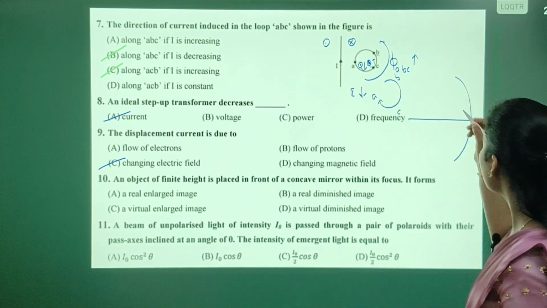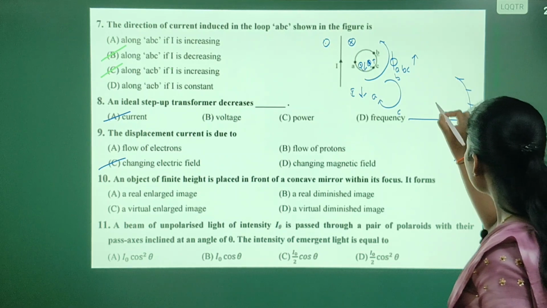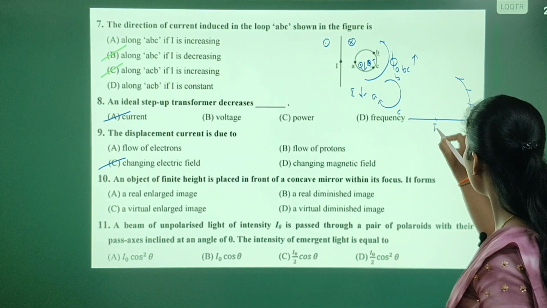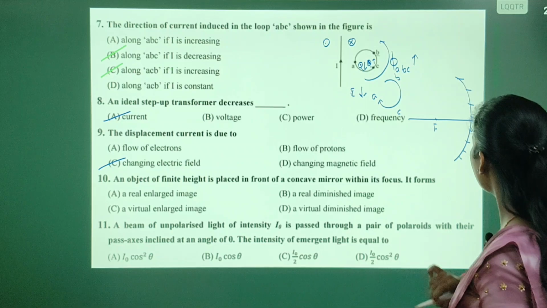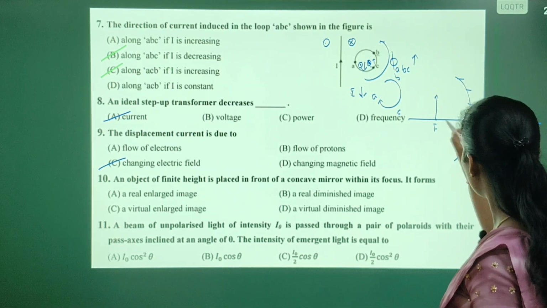So we have to choose the correct answer from option C and option D here. Okay, here the concave mirror is there. So this is the concave mirror. The object is placed within the focus. So this is the focus and this is the pole. Okay, here the object is placed within the focus.